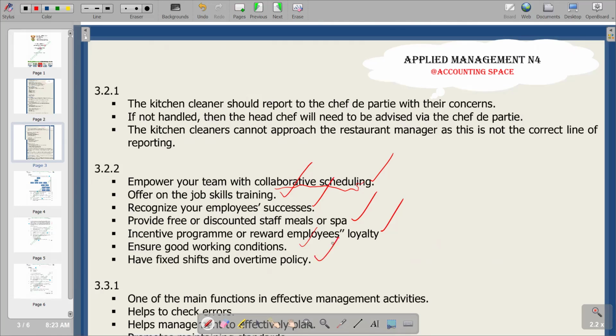So basically, that's what we have concerning those points. So moving on to the next part of our question, which is going to be 3.3.1.